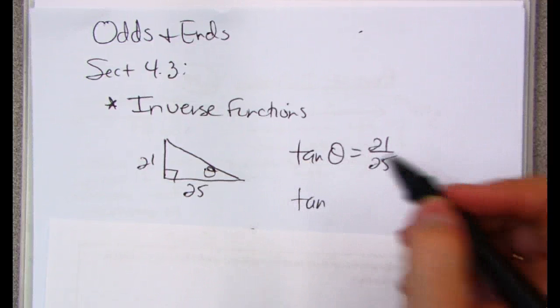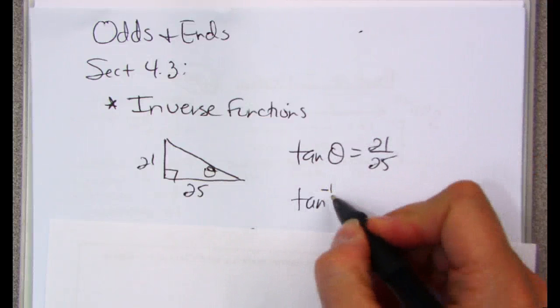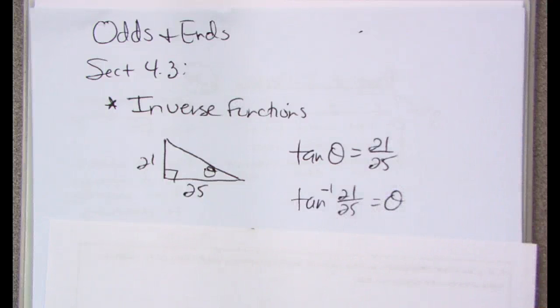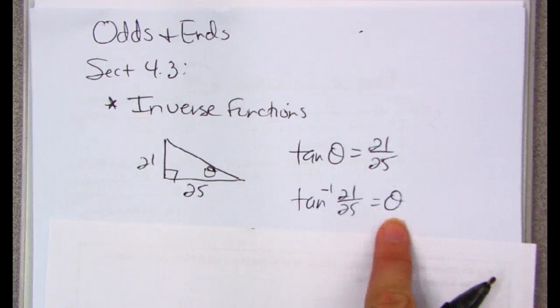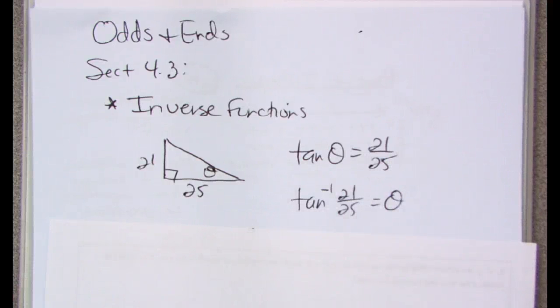You know the inverse is you switch out the x's and the y's. So I'm going to switch out these two. And I'm going to denote, here's the inverse. Now I'm solving for my theta. But I'm showing I did the inverse. What did I do? I switched out my x's and y's.